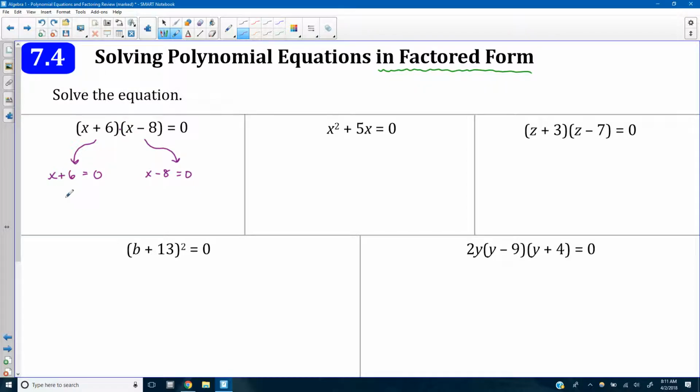As long as this is in factored form as a product and set equal to 0, this is very easily solvable. Subtract 6, we get x equals negative 6. Add 8, we get x equals 8. And those are your two answers. Either one or the other can work. x squared plus 5x equals 0. This is not yet a product.